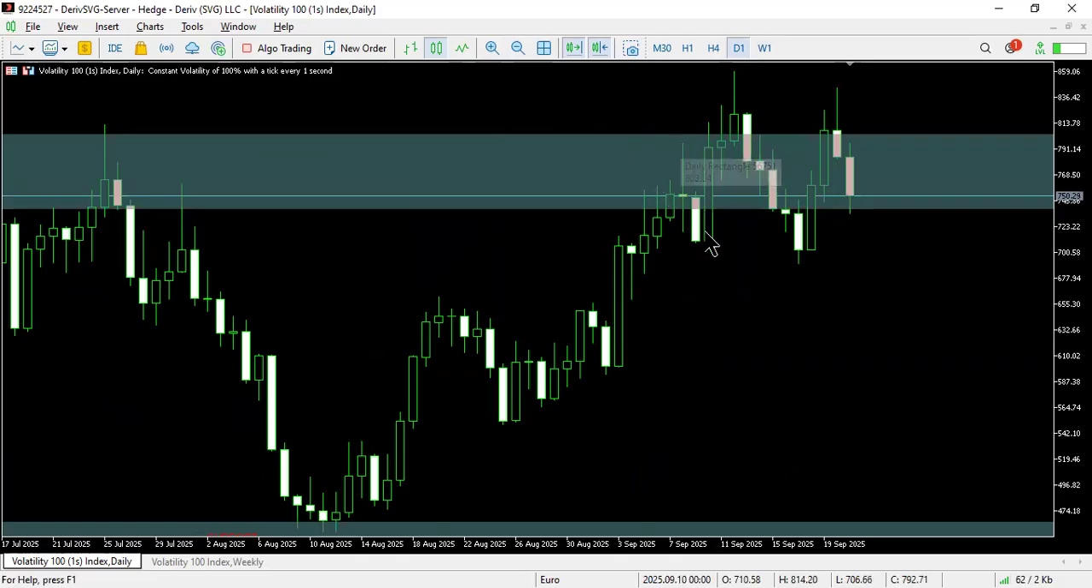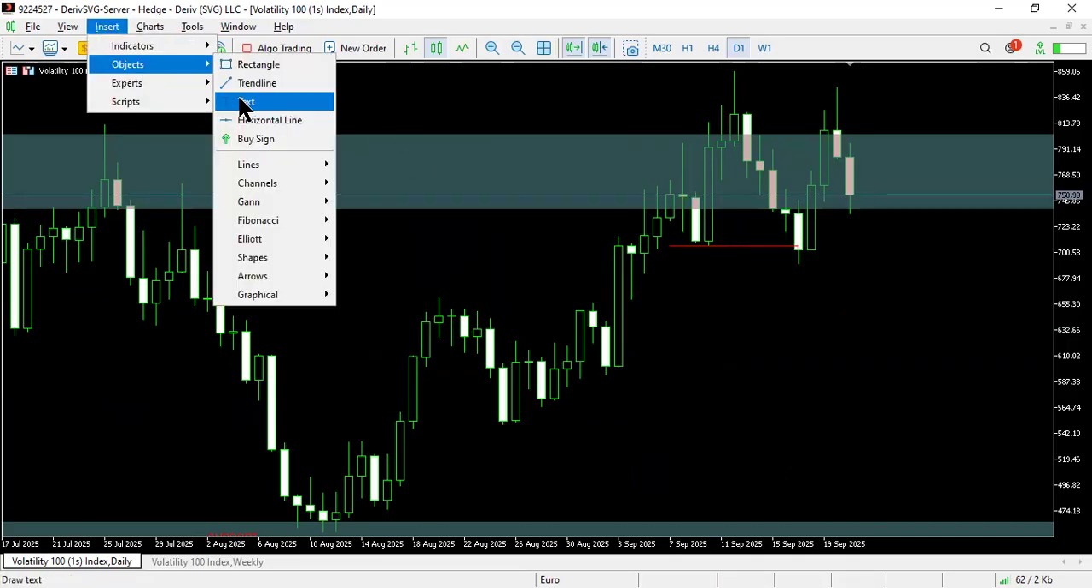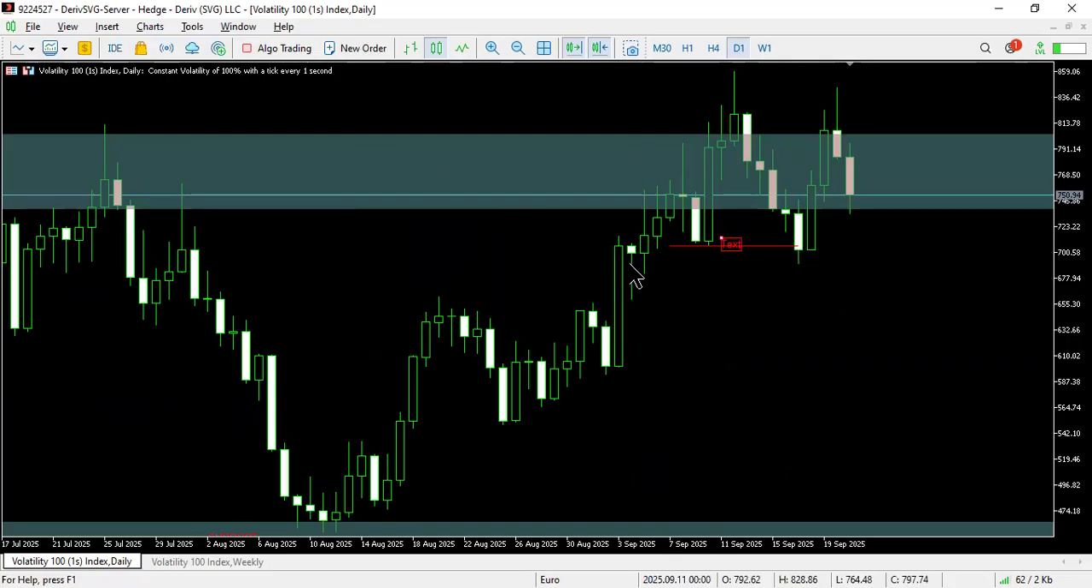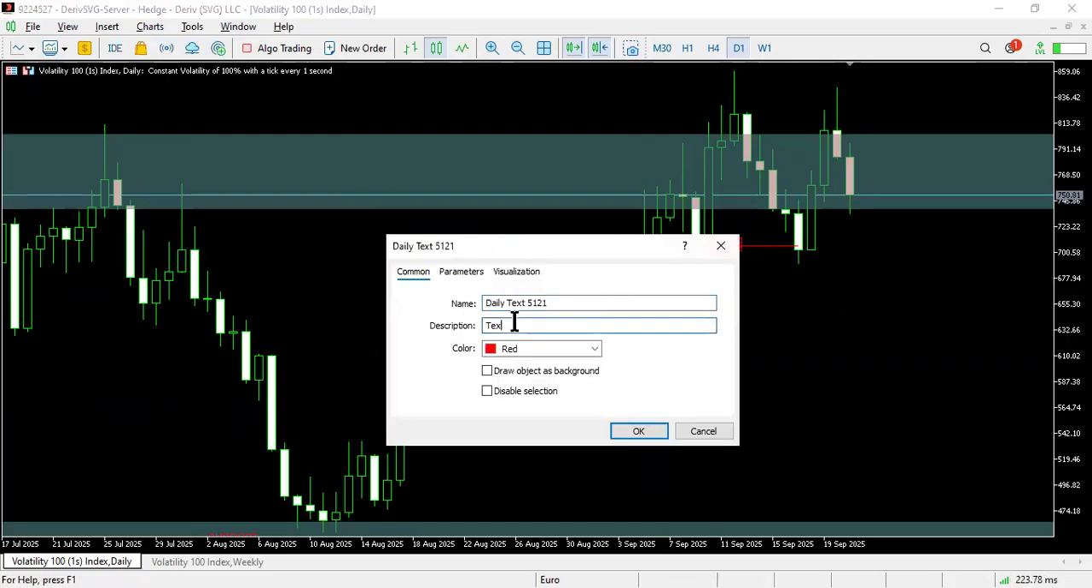So there was a higher high, a higher low, and then we got our change of character. So this is a reversal happening at the resistance. It's looking like price is about to push down. So that is our change of character.